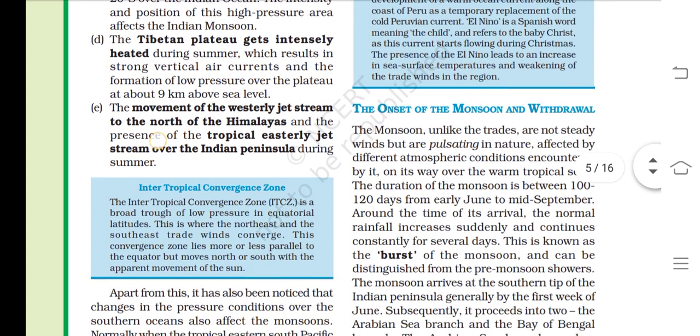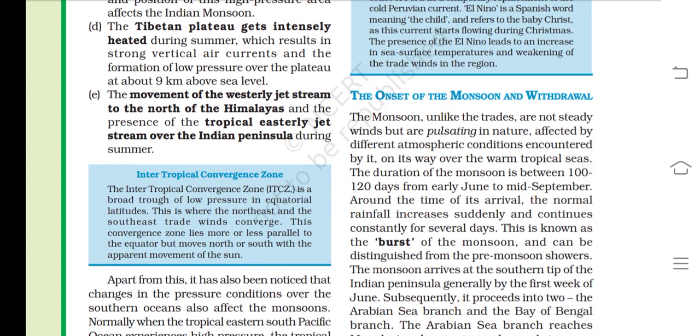Now we will study the onset of the monsoon and withdrawal, meaning when the monsoon starts and when it ends. The monsoons, unlike the trades, are not steady winds but are pulsating in nature. They regularly change.